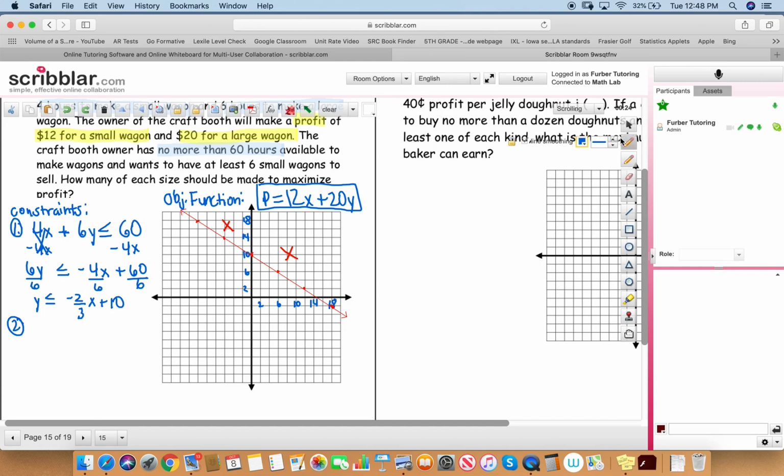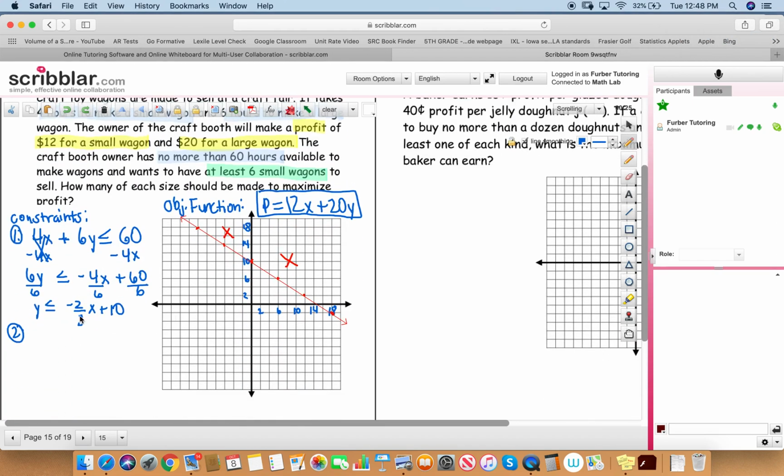All right, so now the only other number that is mentioned in this problem, I'm going to use a different color this time, is this. He wants to have at least 6 small wagons to sell. No restrictions on the number of large, but the number of small has to be at least 6. Well, the variable we use to represent small is x. So the number of x wagons, the number of small wagons, has to be at least 6. That means it could be greater than or equal to 6.